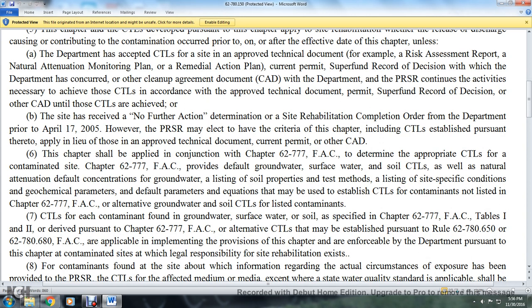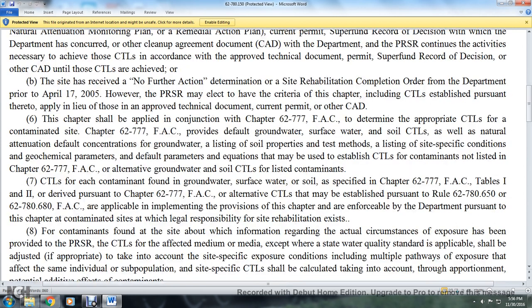Chapter 62-777 provides the default groundwater, surface water, and soil cleanup target levels, as well as natural attenuation default concentrations for the groundwater, a listing of the soil property testing methods, site-specific conditions, geochemical parameters, default parameters, equations that may be used to establish cleanup target levels of contaminants not listed in Chapter 62-777, Florida Administrative Code, and alternative groundwater and soil cleanup target levels for listed contaminants.